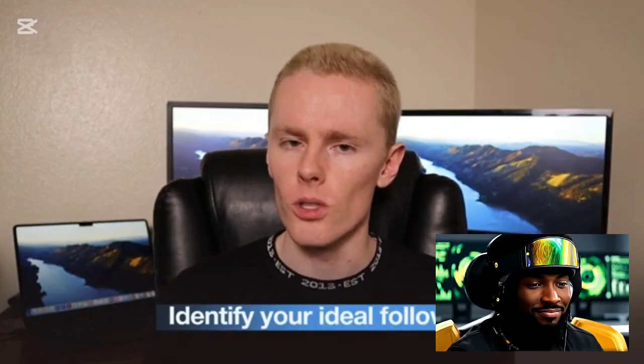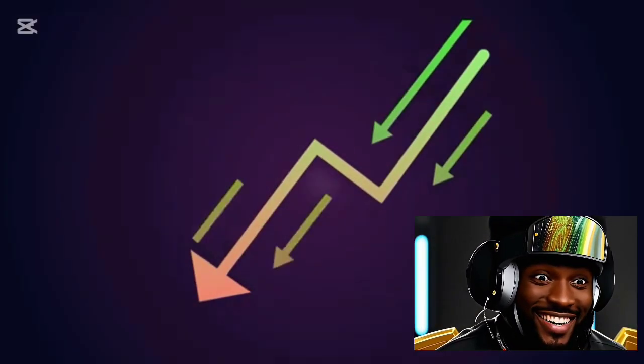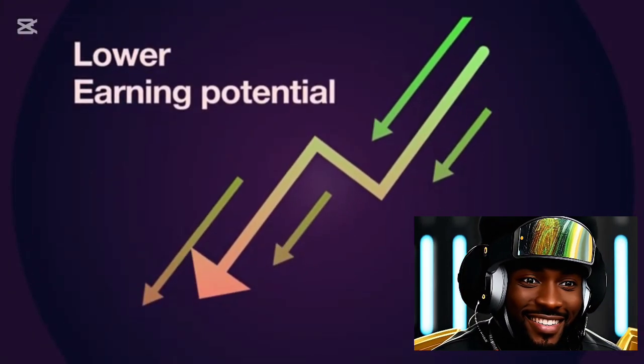So the first thing you should do is identify your ideal follower. And as you do this, there are two main things you should consider. First, is your ideal follower able to spend money? So obviously, if your audience is in a lower income bracket, it's going to be more difficult for them to spend money, and that is going to lower your earning potential. But also, if your content is made for kids, they likely are not going to be able to spend money without help from an older person, so that could end up lowering your earning potential as well.